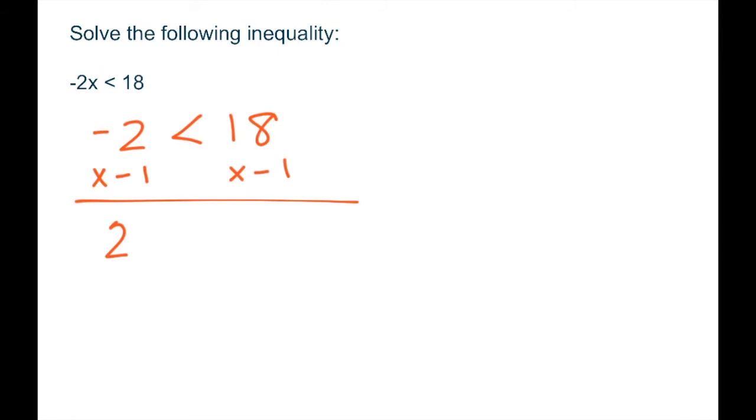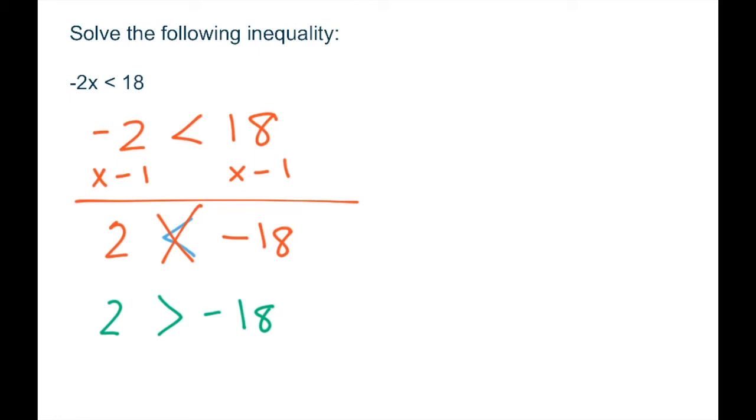And when I multiply 18 by -1, I get -18. Now, if I look at this inequality, it says 2 is less than -18. But wait, that's not true. So what I have to do when I multiply or divide by a negative number is I have to flip that inequality symbol around every time. So instead, this should now say 2 is greater than -18.